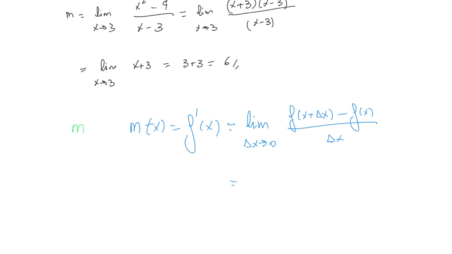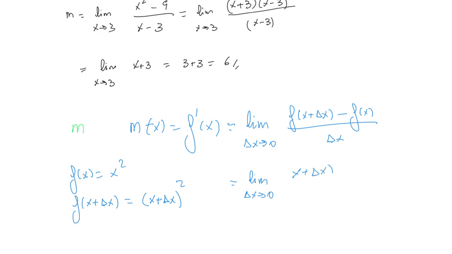So it will be equal to the limit when delta x tends to 0. Who is f of x plus delta x? Well, f of x is x squared. What is f evaluated at the point x plus delta x? Well, substitute the x by x plus delta x. And f of x plus delta x is x plus delta x squared. So if I plug in my information here on the limit, it will be x plus delta x squared minus f of x, that is x squared, divided by delta x.